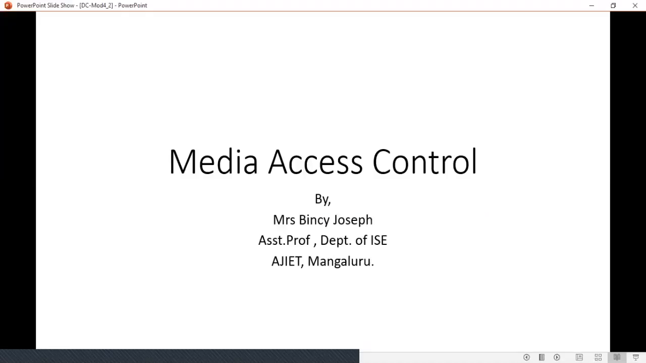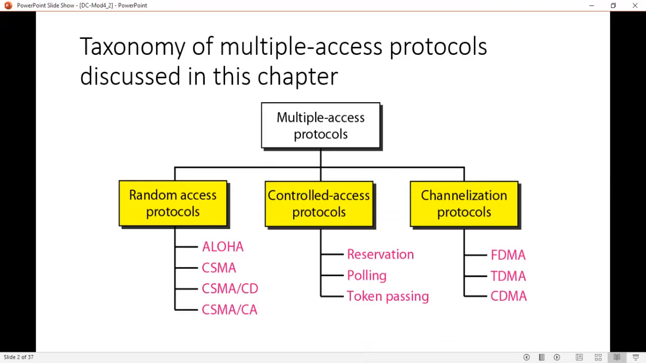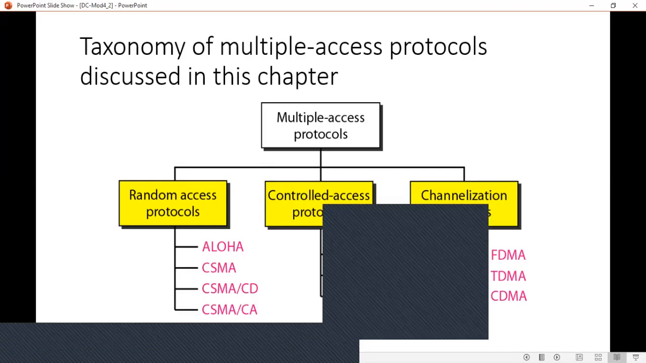Hello students. Last week we already started with this media access control chapter under the fourth module. Today we'll see the continuation of this. We have already discussed random access protocols. One of the random access protocols is Aloha. Under that we discussed pure Aloha and slotted Aloha already.